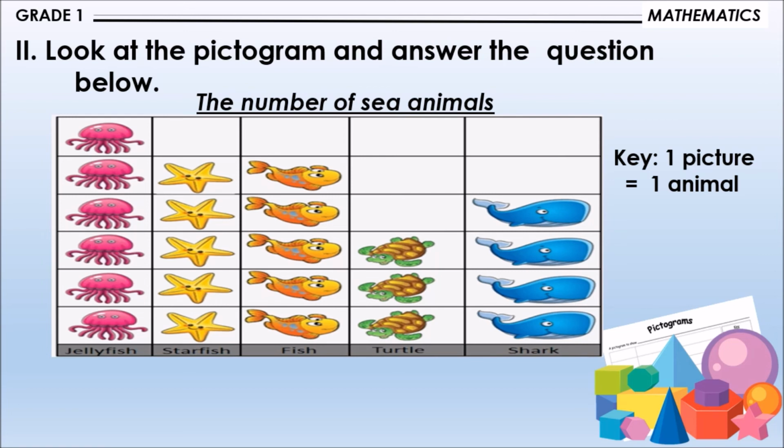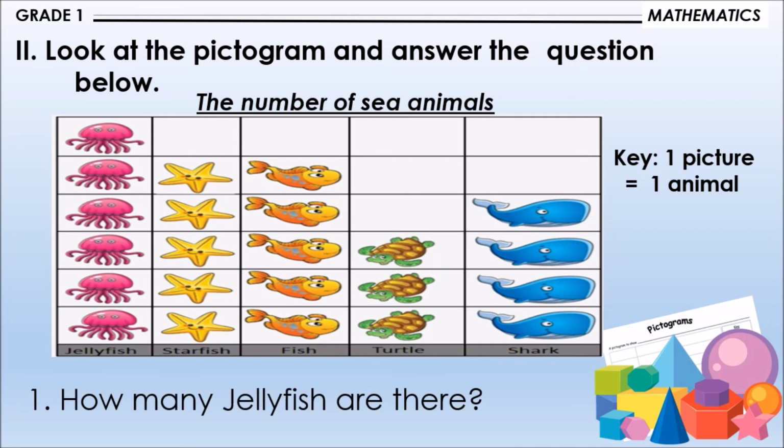Part 2. Look at the pictogram and answer the questions below. Our pictogram is all about the number of sea animals. Our animals are jellyfish, starfish, fish, turtle, and shark. Our key is one picture equals one animal. Question number 1. How many jellyfish are there?